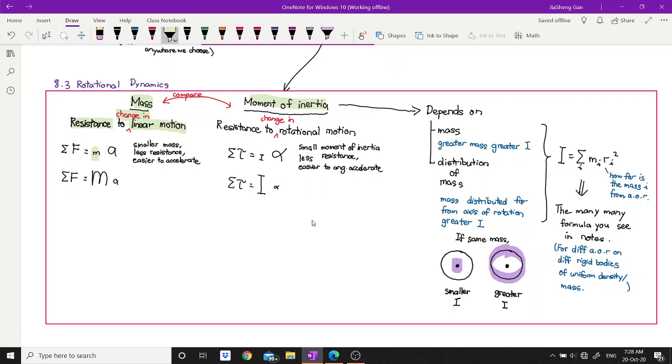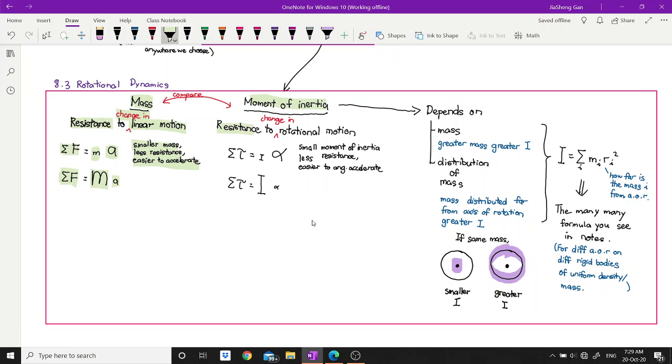If you apply the same amount of force and you have a smaller mass, you have less resistance to accelerate, so you have greater acceleration. Smaller mass, less resistance, easier to accelerate. For another case, if you apply the same net force as just now, but this time your mass is very big, it means that you have a lot of resistance to acceleration. Therefore, the acceleration produced is very small. So that's the idea behind mass, and this is exactly the same idea for moment of inertia.